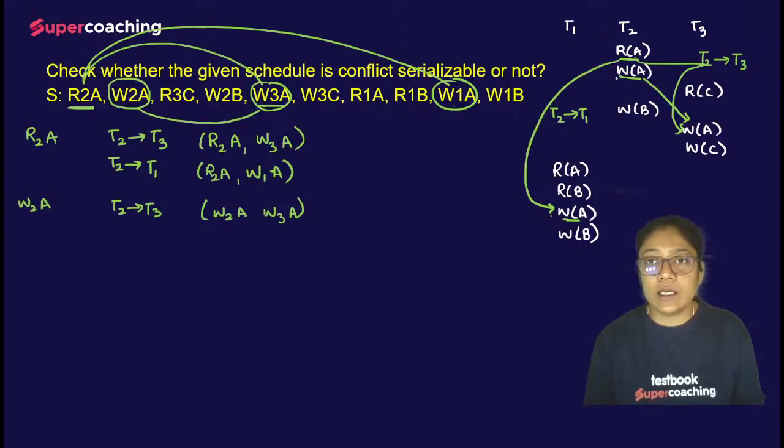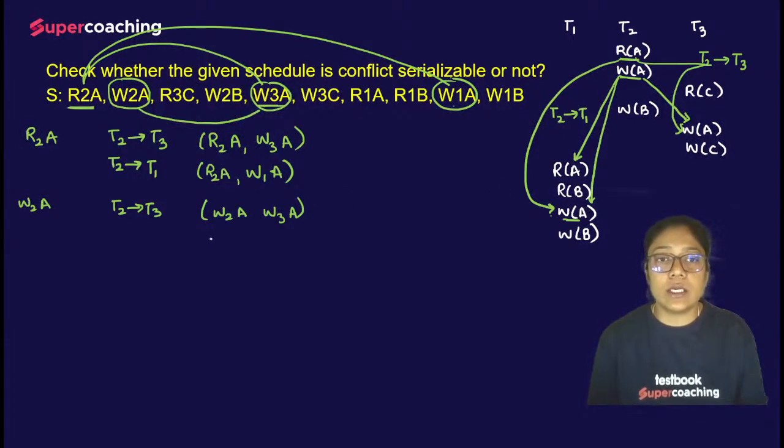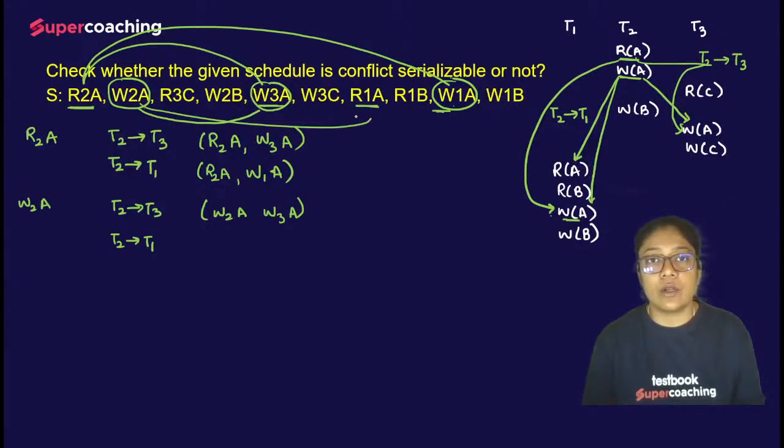And is there any read or write operation? Yes, there is a read as well as the write operation. So this is going to return T2 to T1. T2 to T1, you can check here. This is performing the read operation and the write operation. You getting this? How I'm finding the conflict pairs?